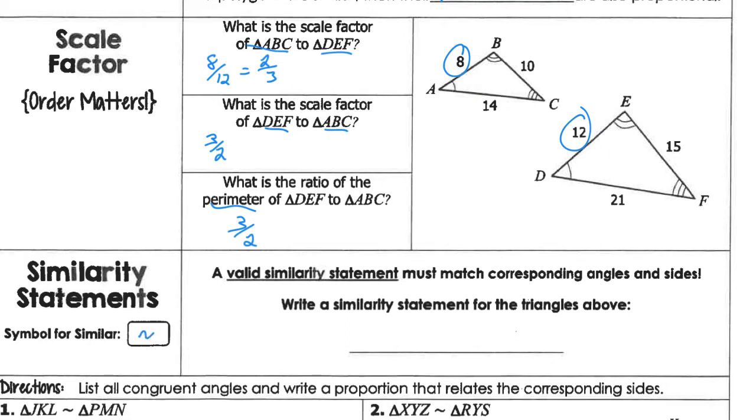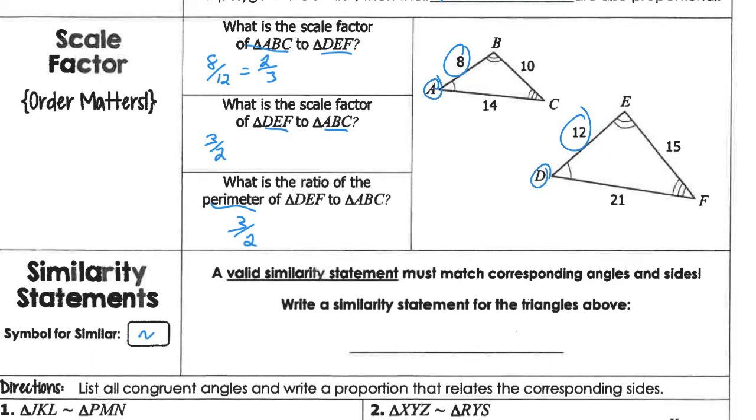and the symbol we use is a little tilde like that. To write a valid similarity statement, you have to match the corresponding angles with each other and the sides with each other. And to do that, we just have to name them in the same order.